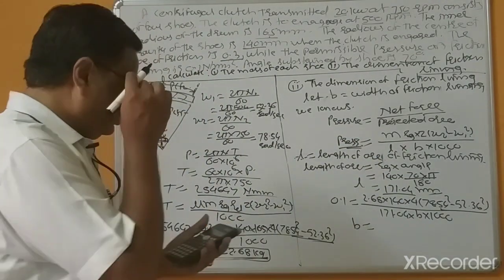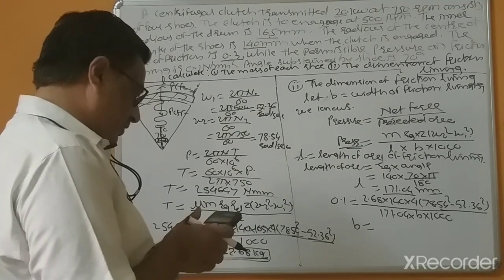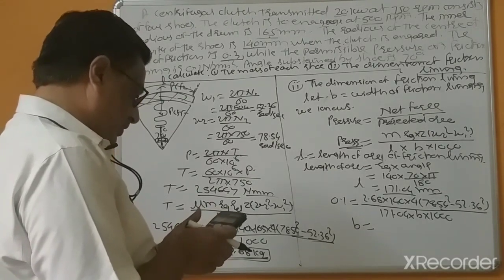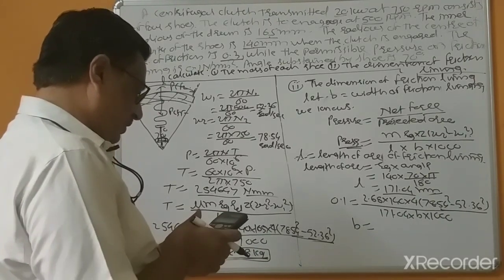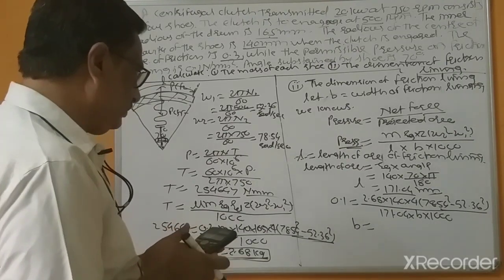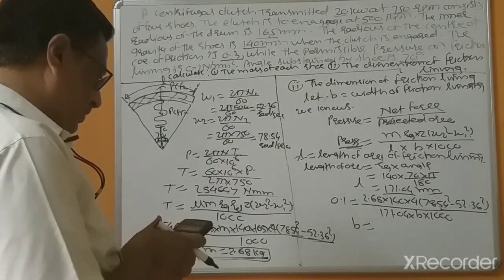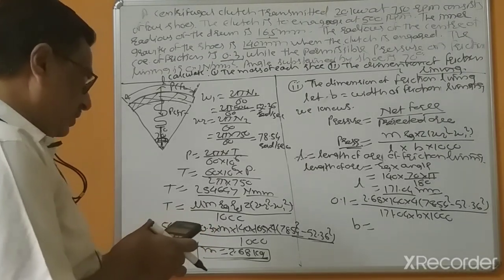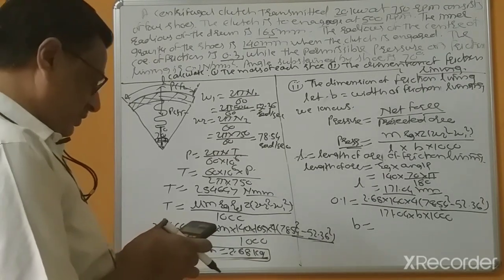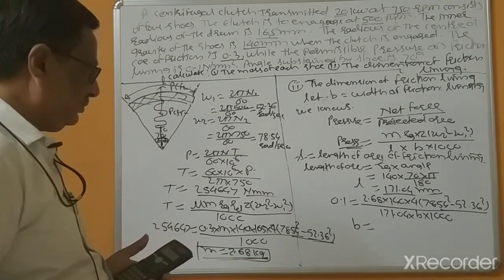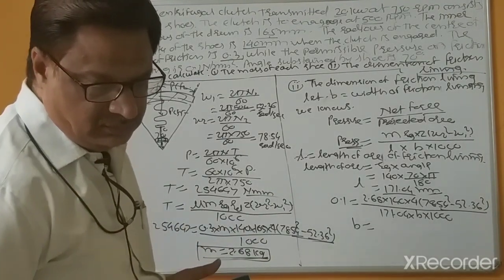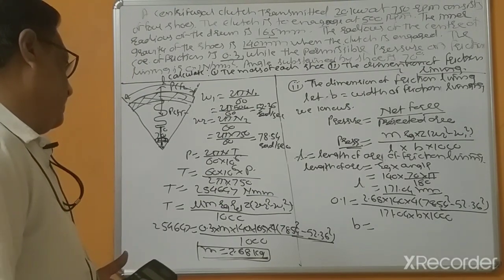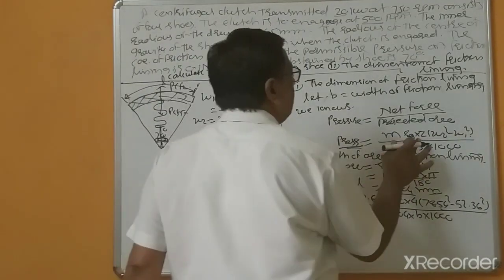Now B equals 2.68 multiplied by 140 multiplied by 4, divided by 1000, multiplied by the bracket 78.54 square minus 52.36 square, divided by 0.1 and the length. So here there is no need to consider the factor 4.